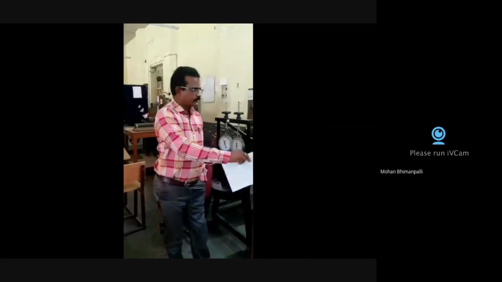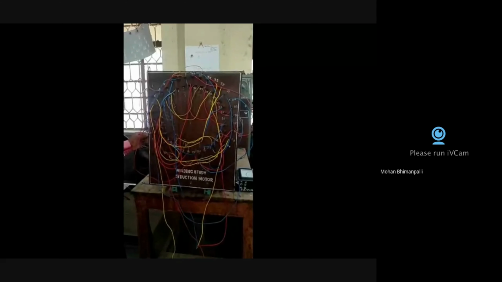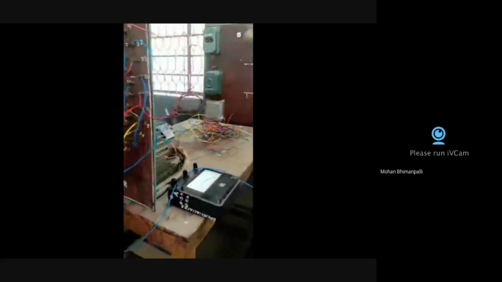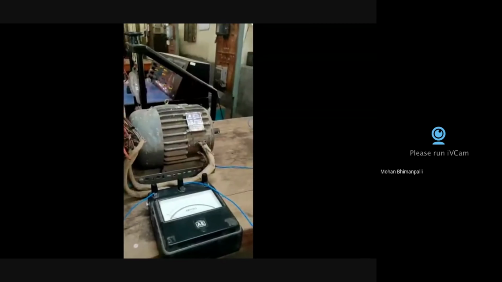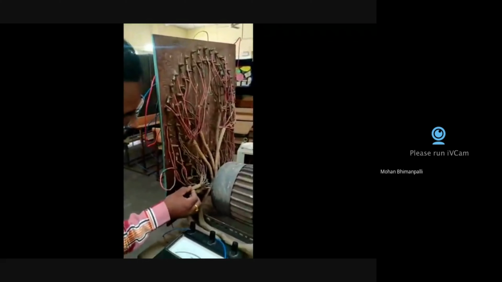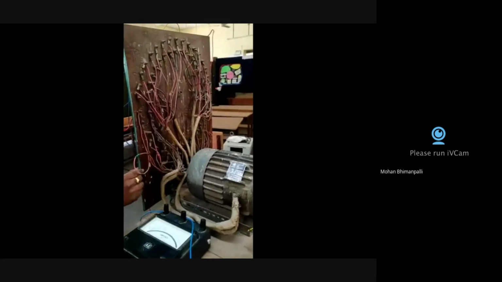If you see here, this is the actual constructed model of a pole changing motor of a three-phase induction motor. It was given by College of Engineering, Pune, I think in 1975. I will show the backside of the motor. If you go through this backside, you see this is the motor, and every slot conductor end connection and starting connection is brought onto this specially made cardboard.